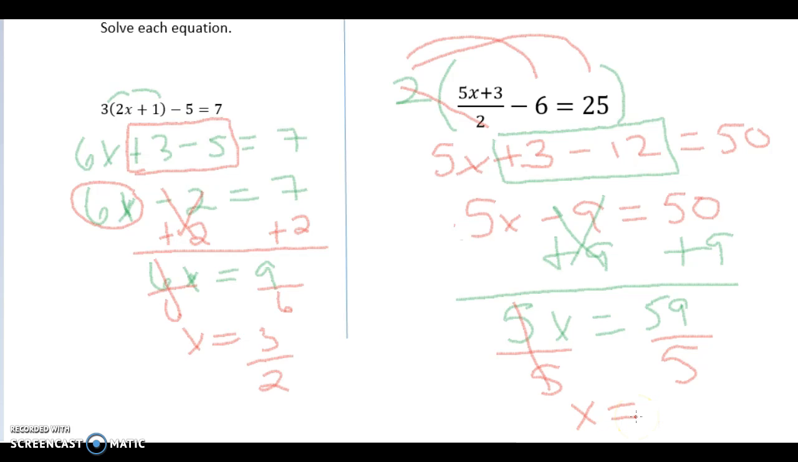And 59 divided by 5, well, that does give us a decimal, but we do not write it as a decimal. We always write it as an improper fraction that is reduced. So 59/5 will be the appropriate answer. These are your solutions to both equations.